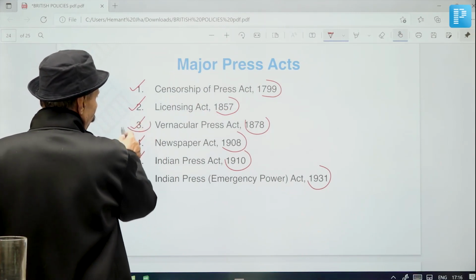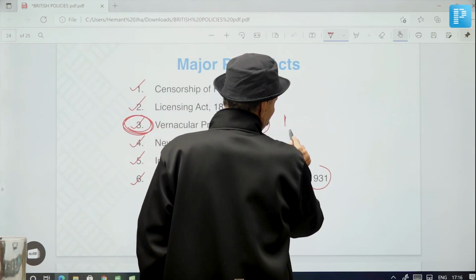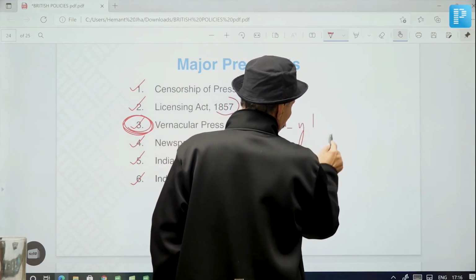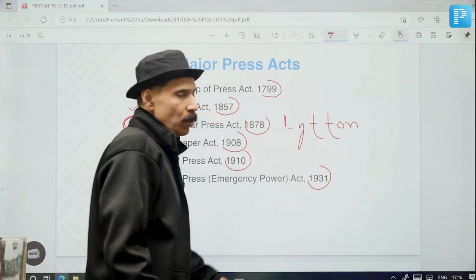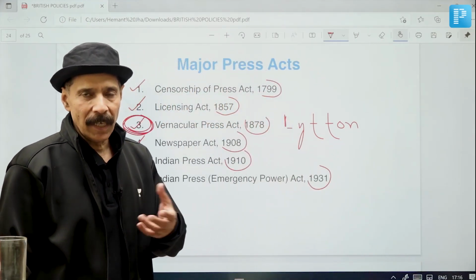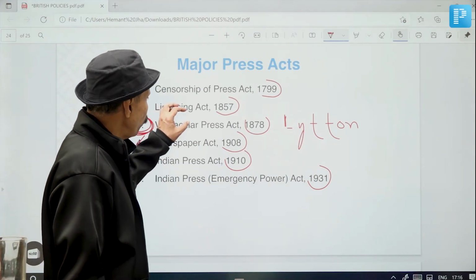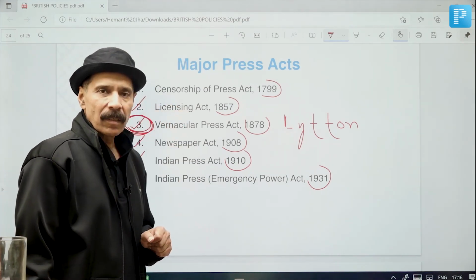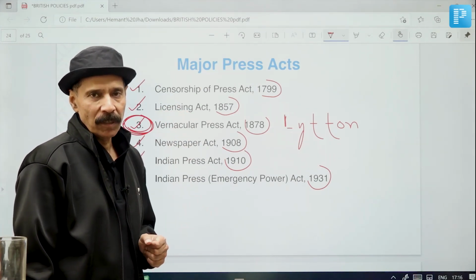Number 3, Vernacular Press Act 1878, passed by Lytton, the Governor General. And this was a part of Lytton's anti-nationalist policy. The purpose was to put a check on the vernacular press. This press was arising and propagating the ideas of nationalism during this time.